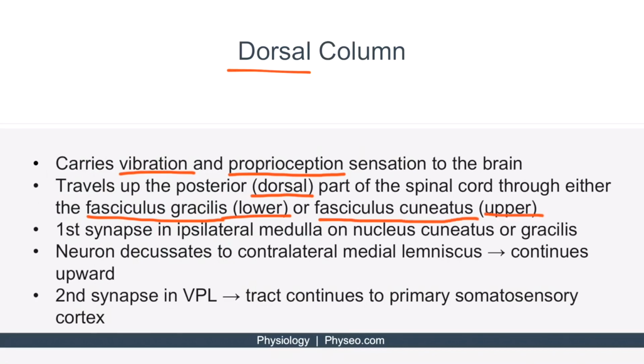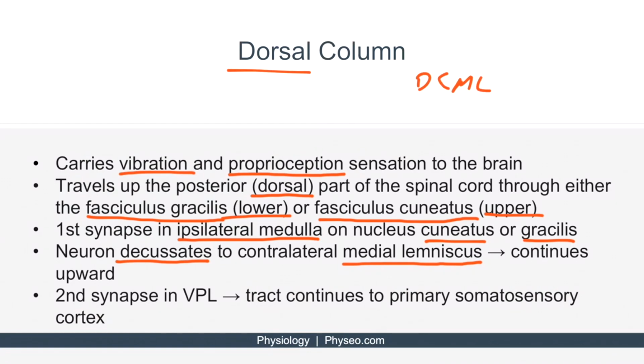Now the first synapse occurs in the ipsilateral medulla on the nucleus cuneatus or gracilis, depending on whether or not it traveled using the fasciculus cuneatus or the fasciculus gracilis. And we'll show that in a moment. The neuron, once it reaches the medulla, will then decussate, so it'll cross to the contralateral side and then travel through the medial lemniscus pathway, which is where we get the ML in DCML. And then it just continues upward.